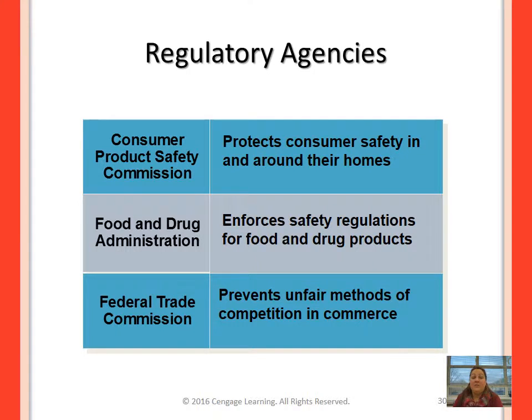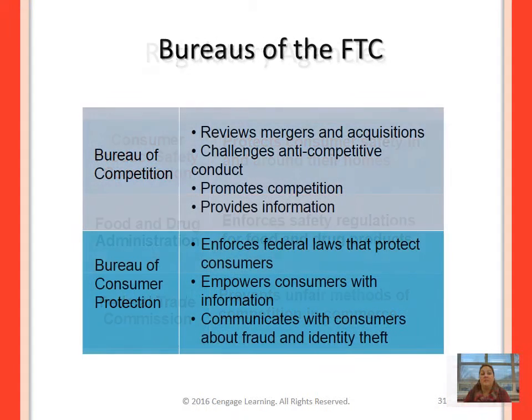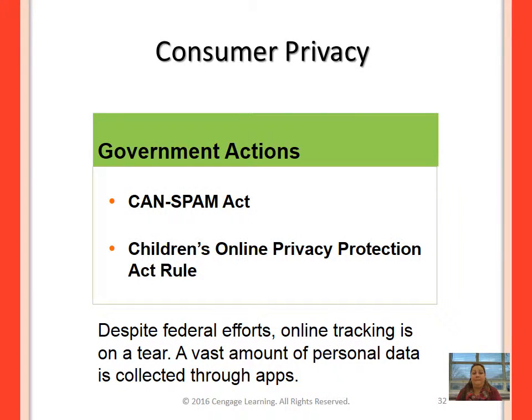The regulatory agencies shown on this slide are the 3 federal agencies most directly and actively involved in marketing affairs: the Consumer Product Safety Commission, the Food and Drug Administration, and the Federal Trade Commission. The popularity of the internet for collecting consumer information has alarmed many consumers who like their privacy.